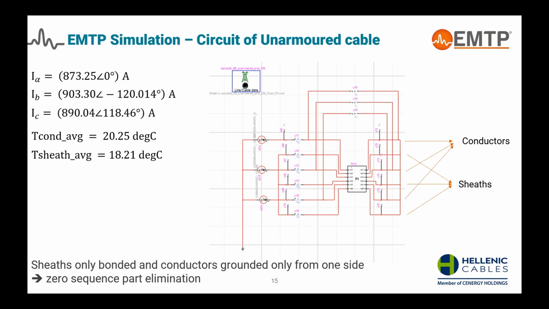Regarding the circuit, the sheaths, as you can see here, are bonded together from the right side and from the left side, and grounded only from one side. This is because we want to eliminate the zero sequence part and make the effect of the earth return not that important. So in this way, we avoid taking the earth effect into account.